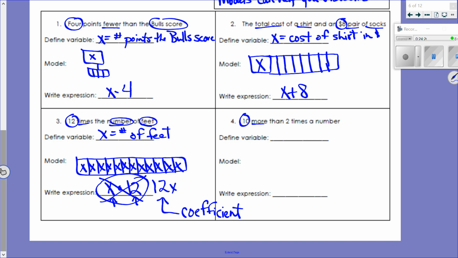Okay, our next one. 10 more than 2 times a number. So what is our variable? A number. So what do we want to use? X. And X is a number. What does our model look like?